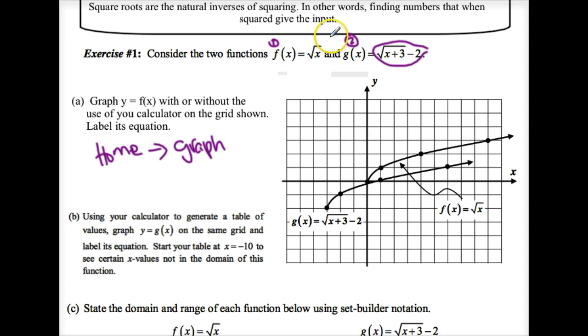The square root of x looks something like here, and then the square root of x plus 3 minus 2 is my second function. Notice that when you set your axis, it's negative 10 to a certain x value that's not in the domain. Just be careful when you set that up.